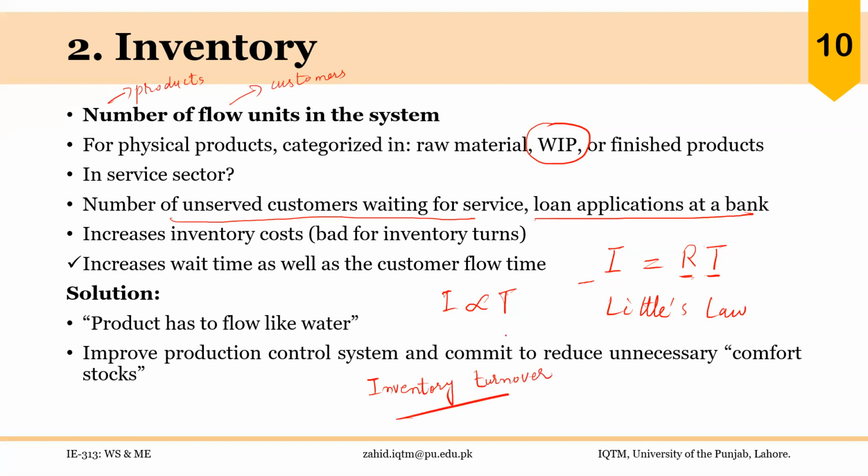So the solution is that we have to make the flow smooth in the system. We can use a pull system if possible. We can use other techniques like just in time or vendor managed inventory if possible. So we will discuss these concepts as we move on.